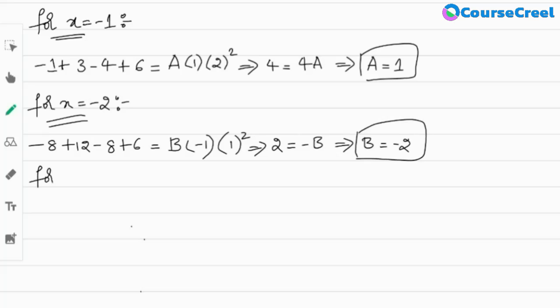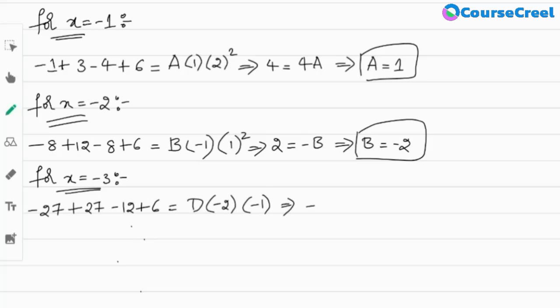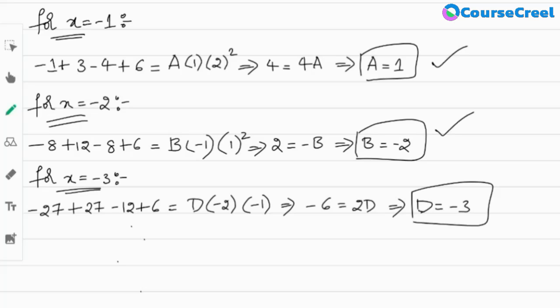And substitute the next root, that is x equals minus 3. For x equals minus 3, we get minus 27 plus 27 minus 12 plus 6 is equal to D into minus 2 into minus 1. This implies minus 6 is equal to 2D. This implies we get the value of D as minus 3. So, by substituting the roots of the denominator, we got the values A, B and D. But we need to know the value of C.